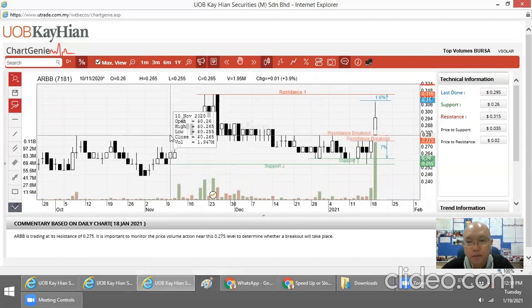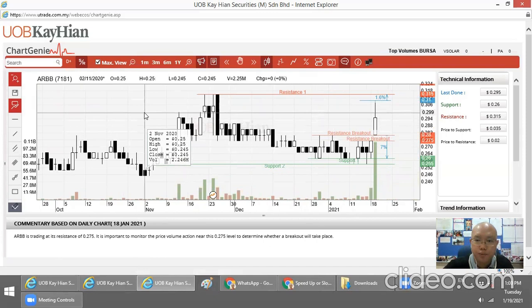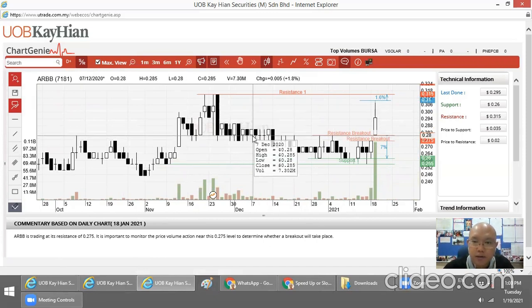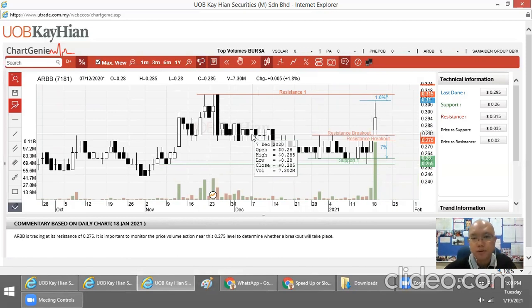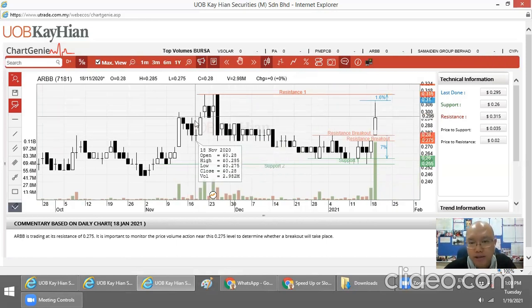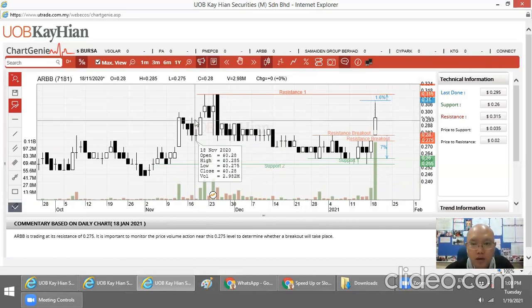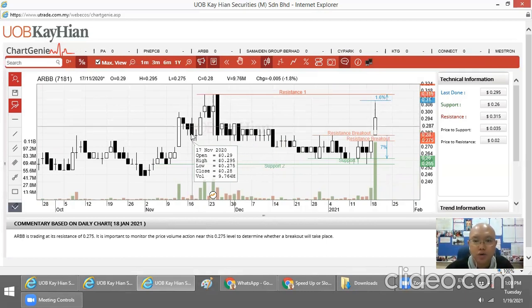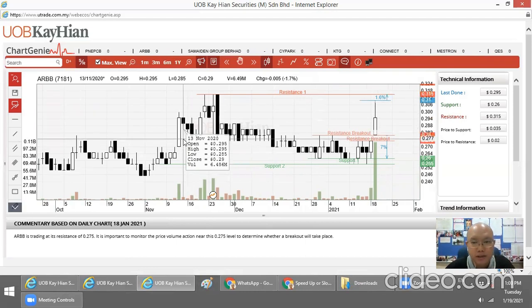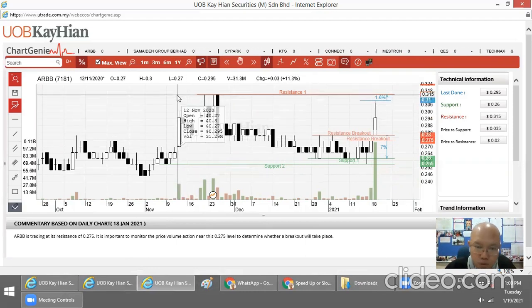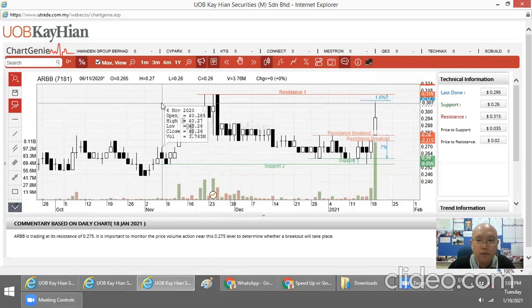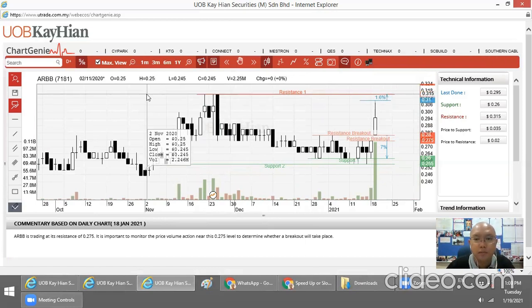Yeah, you can see when today it breaks resistance over here, you will see that resistance breakout. It breaks the resistance. So you see that the previous resistance 1 is actually over here, but because of the breakout that happened, it goes up to the next resistance. Previously in the past this is resistance 1, this is resistance 2, and then because of the breakout, the system auto generates resistance 1 again.